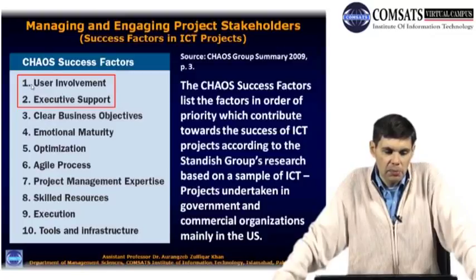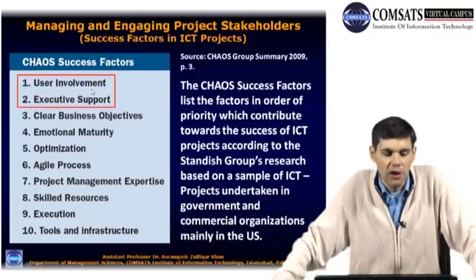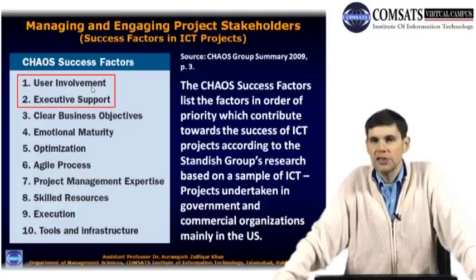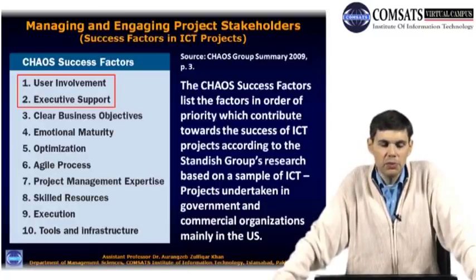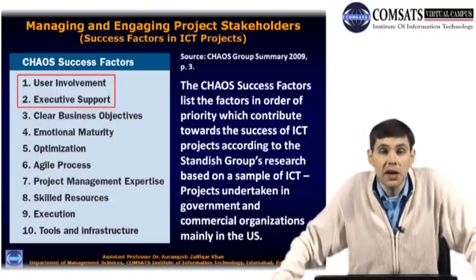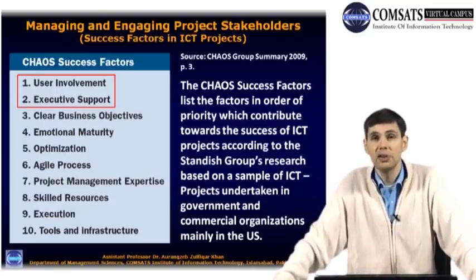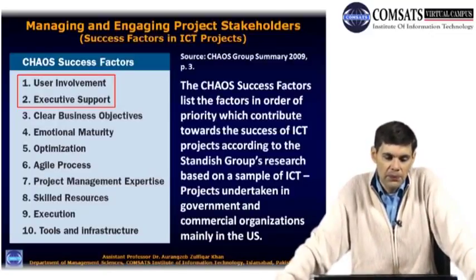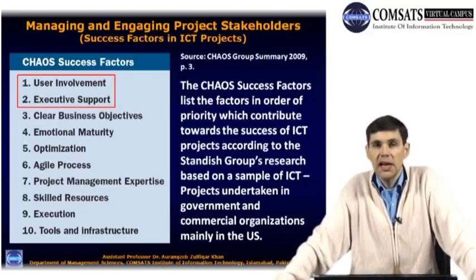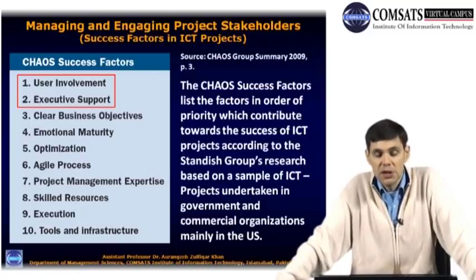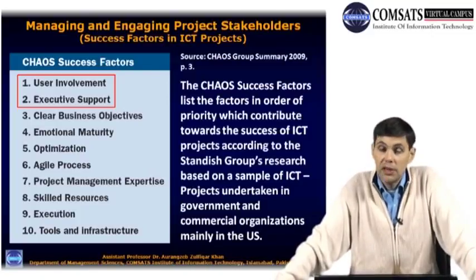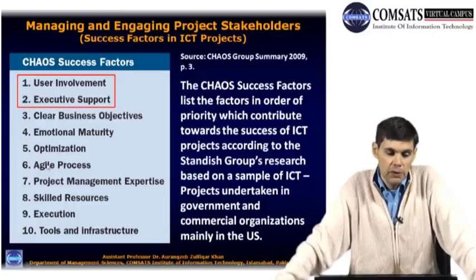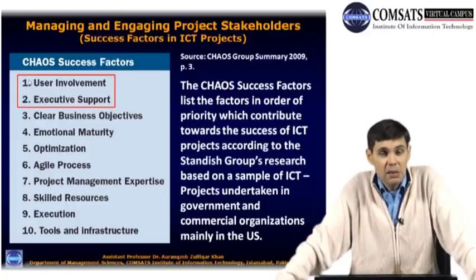The highest priority factor is user involvement. In order for these ICT projects to be successful, it was determined most important is user involvement. Now, who are the users who are going to be using that software? They're stakeholders. And if you involve them in the planning of the project, in the execution of the project, in the conception of the project, well, then your project is more likely to be successful. So that was ranked as the topmost priority factor.